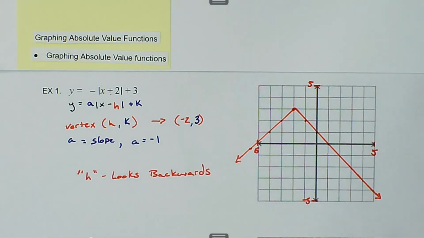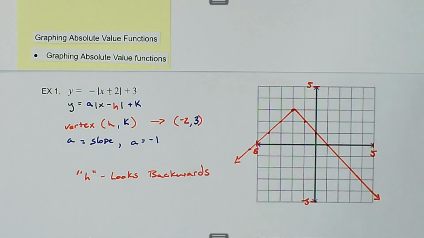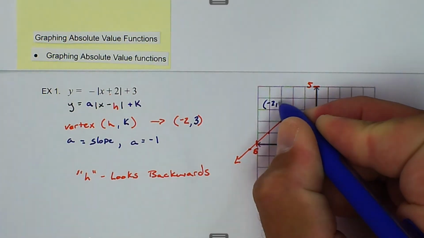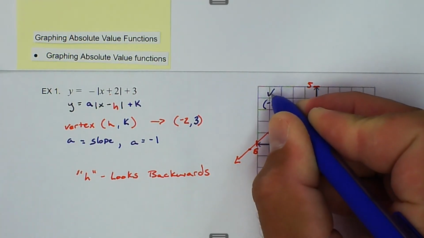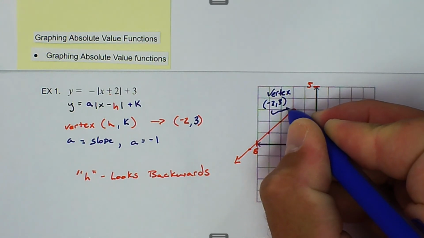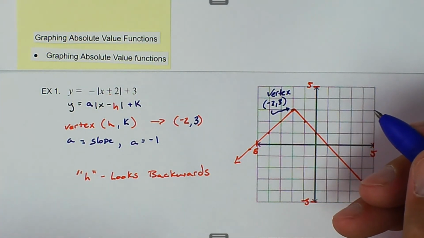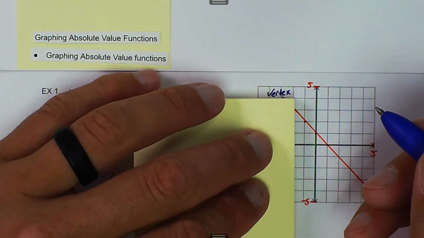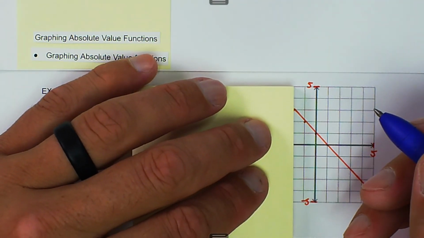So the key pieces of information, we have the vertex, which is at -2, 3. That's the vertex. And then we have our line of symmetry for this graph is going to be x equals -2.